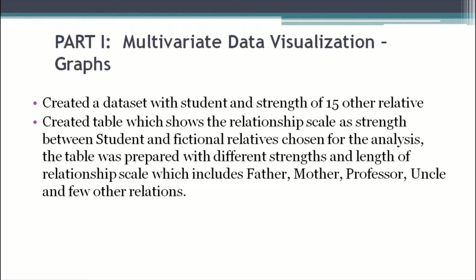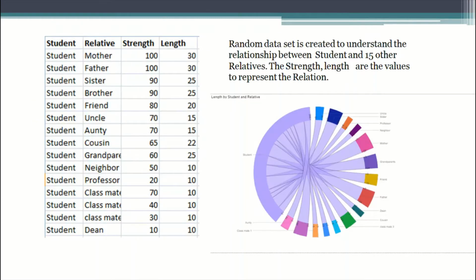Part 1 is multivariate data visualization using graphs. To understand multivariate data visualization, we need 4 or more variables. So here I have created a random data set of a student with 15 other persons like mother, father, sister, professor, classmate, dean, and the relationship value is given using strength and length. The strength value ranges between 10 to 100 and the length value ranges between 10 to 30. And to understand the relationship between the relatives, I'm using the chord diagram in Power BI.